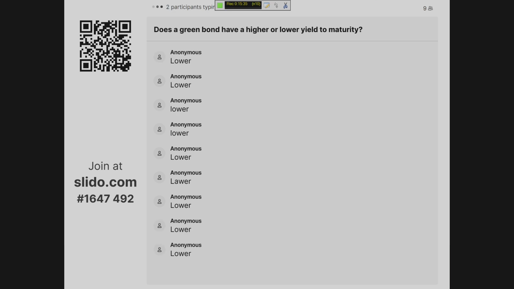Okay. Our answers are very consistent, all lower. So you guys already know the logic behind the green bonds. Because bondholders usually like to purchase higher yield to maturity bonds, right? Higher return, that's better for investor.